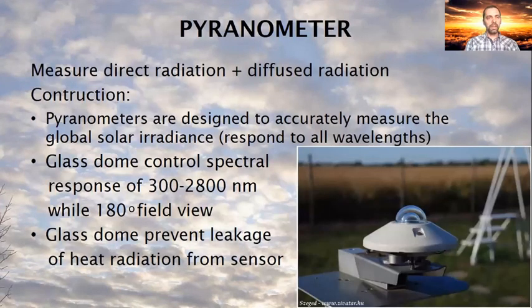So first, let's see the pyranometer, which is used for measuring the solar irradiance on a planar surface, and it's designed to measure the solar radiation flux density, watt per square meter. It measures the direct radiation and the diffuse radiation as well. As you see here, it has a glass dome. It is designed to have a 180 degrees field of view, and it is functioning as an insulator as well.